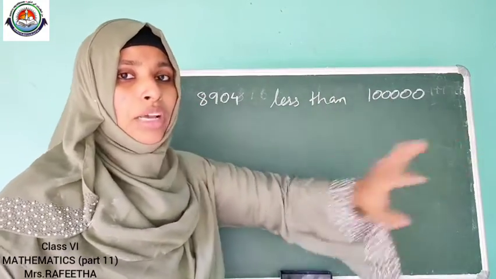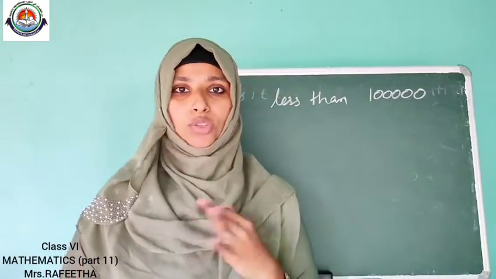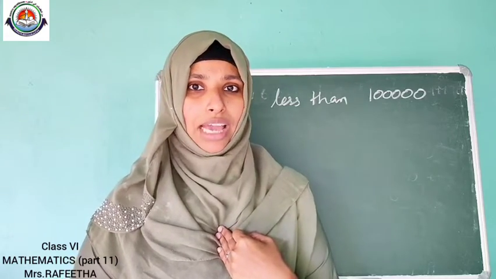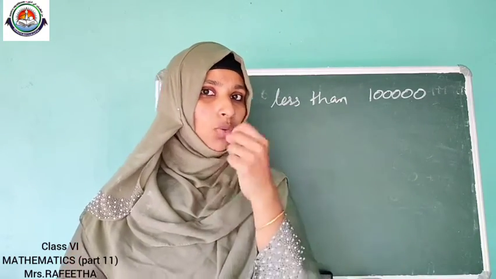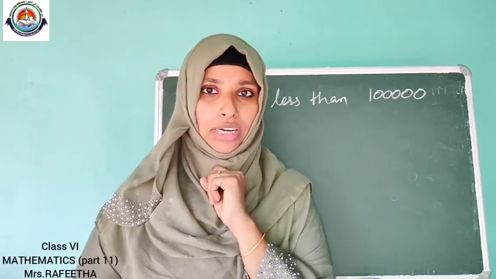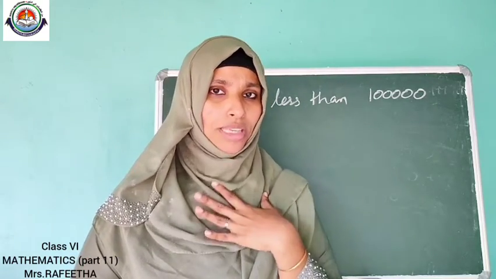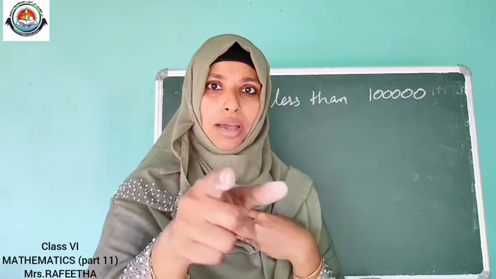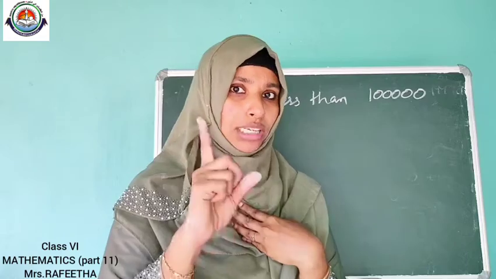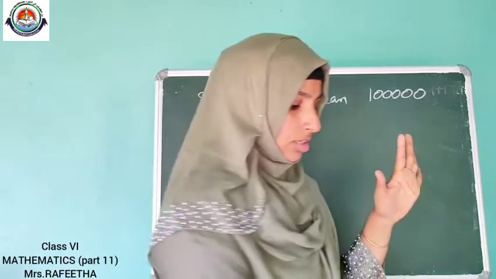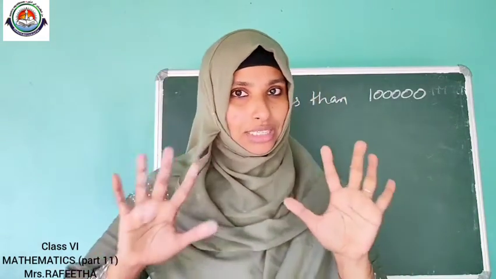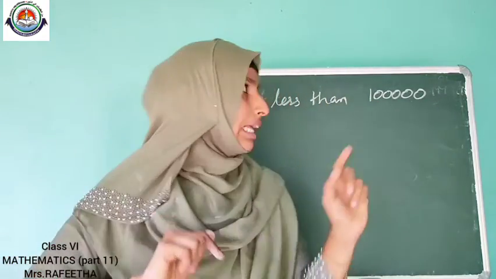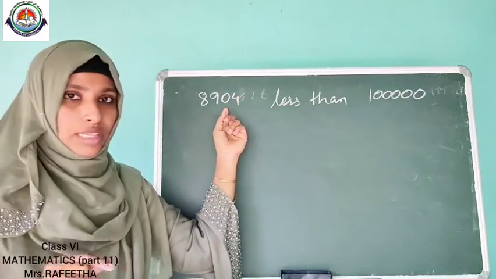Suppose I have 3 chocolates, and you have 10 chocolates. How many chocolates are less with me when compared to you? That is 10 minus 3. With you it is 10 and with me it is 3. So 10 minus 3, what will be 7? Like that, 1 lakh minus this number.